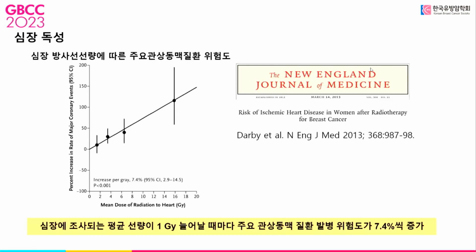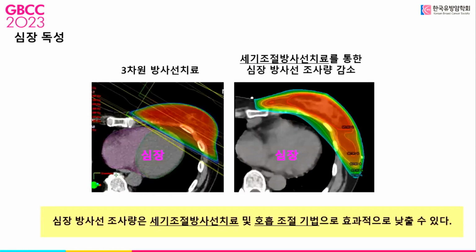In the New England Journal of Medicine, which is a seminal medical journal, there was a publication in 2013 saying that with one grade increase in the radiation dose to the heart, there is 7.4% likelihood of increase for major coronary event. You may be concerned when hearing this. However, you can effectively reduce the dose to the heart using the latest technique.